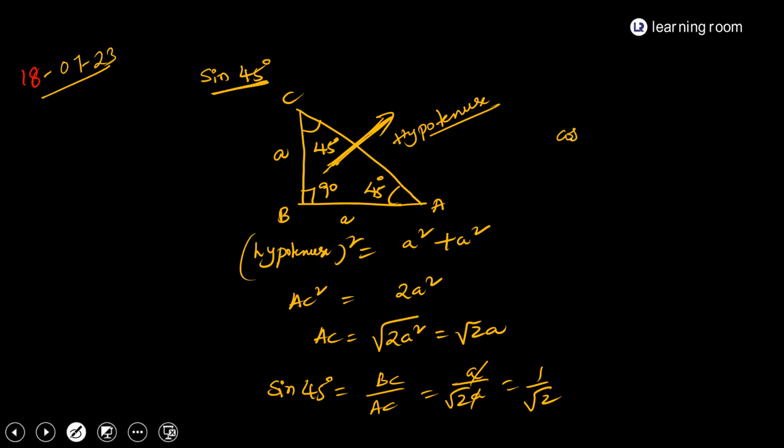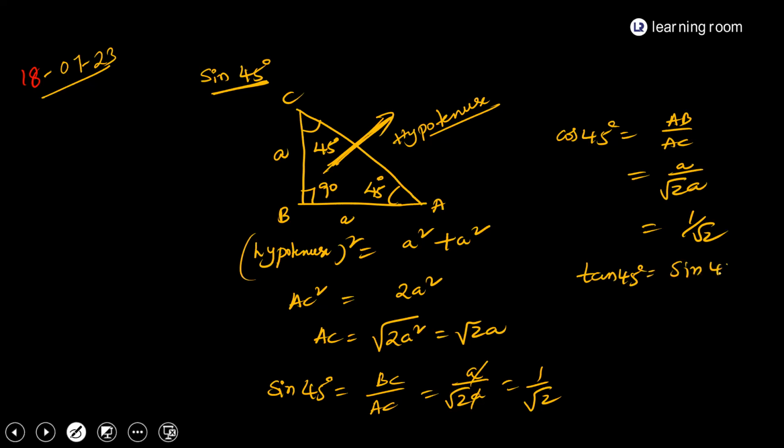Let's say cos 45. Cos 45 will be the side adjacent to the angle, which is AB, so AB by AC equals A by root 2 A, which is 1 by root 2. So tan 45 will be sine by cos, sine 45 by cos 45. Both are the same, so it will be 1.